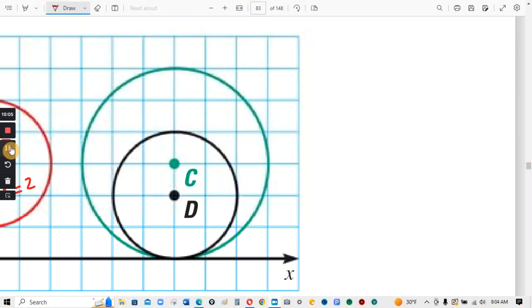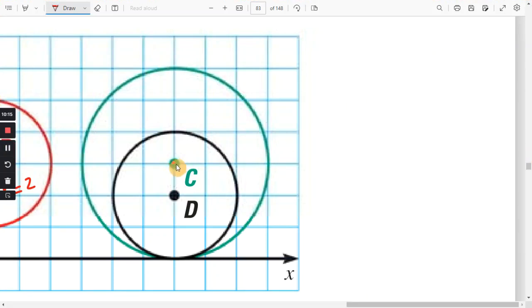All right, see if you can do the diameter for circle C and the radius. All right, if you start at the center, the radius would just be 1, 2, 3 units. So R equals 3. Double that, and you get D equals 6. Here's 3, 4, 5, 6. Pretty easy.